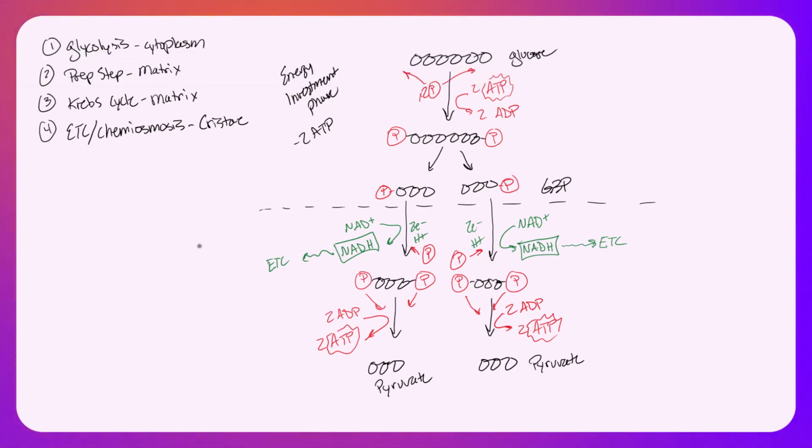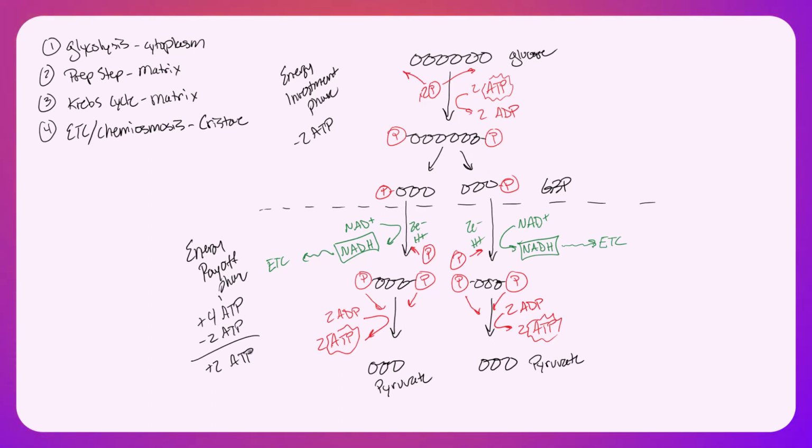We call this, underneath this dotted line, the energy payoff phase. We initially invested 2 ATPs up here. We're going to gain a 4 ATP gross profit. But because we invested the 2 ATP up top, we're going to subtract those from our gross, and we are going to get our net profit, which is a positive 2 ATPs.